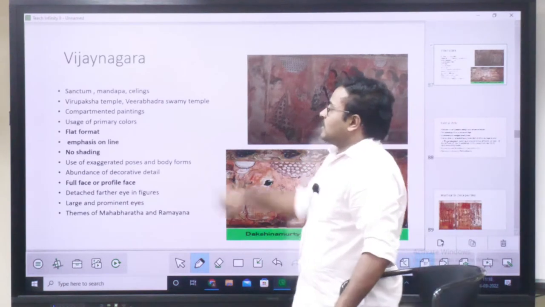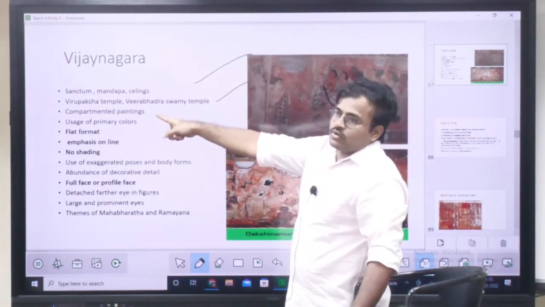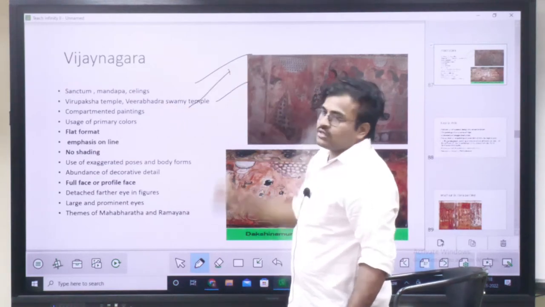Okay, Sanctum, Mandapas and Ceiling: Virupaksha Temple and Virabhadra Swami Temple. Virupaksha Temple is present in Hampi. Virabhadra Swami Temple is present in Lepakshi.